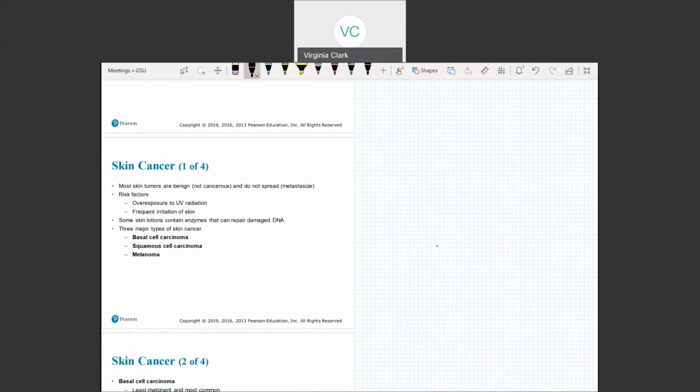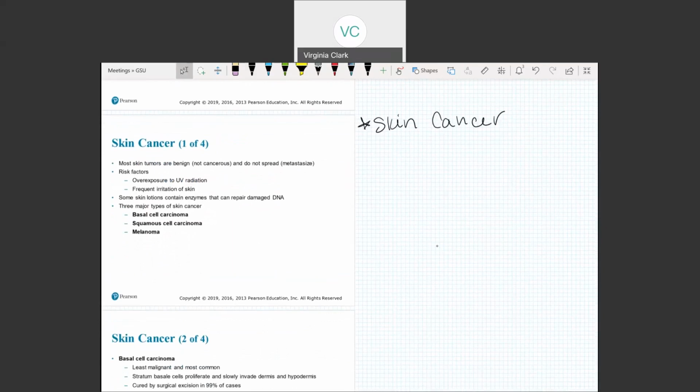So when you're looking at skin cancer, the primary thing you're looking at is going to be tumors that are found on or near the skin. So there are two terms you need to know. When you hear the term benign, when it comes to cancer, if a tumor is considered benign, it is not actively growing.